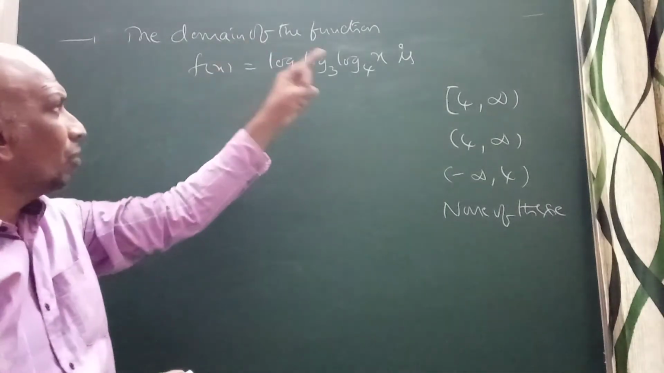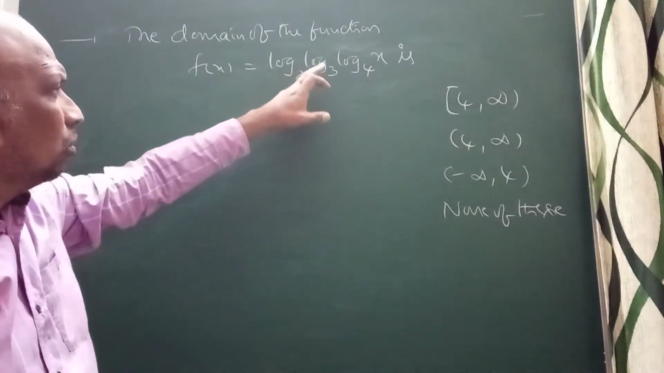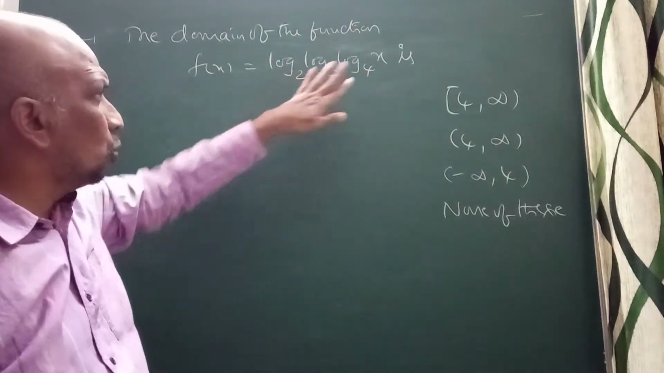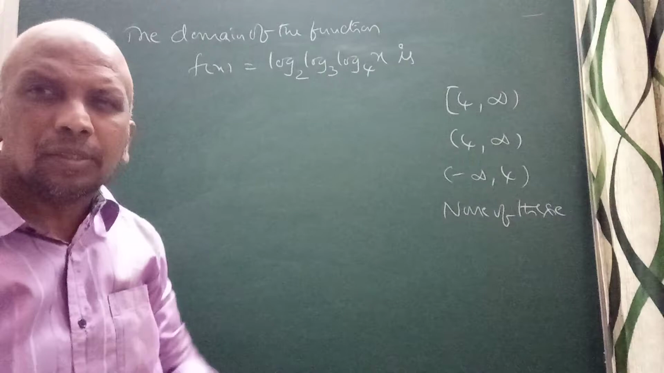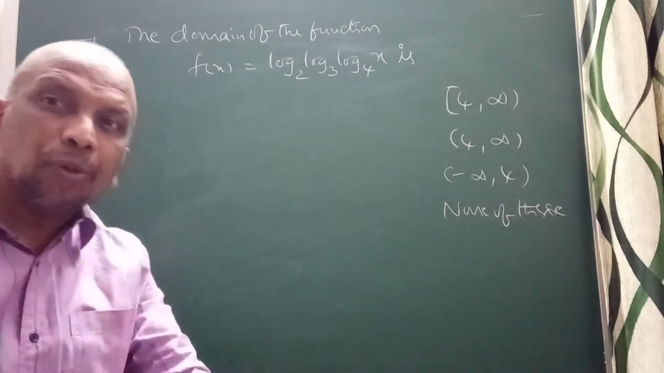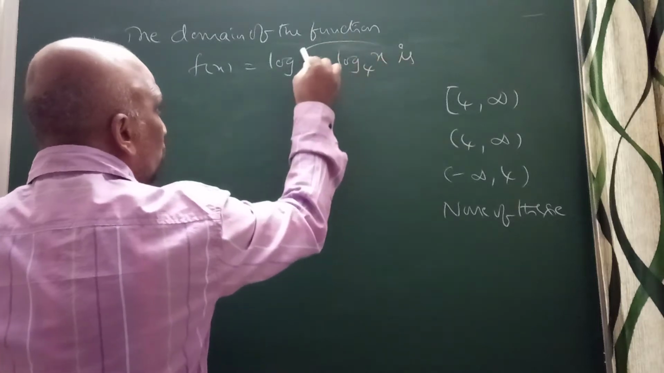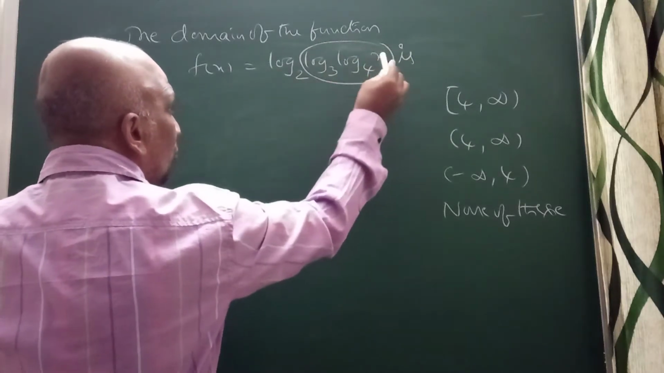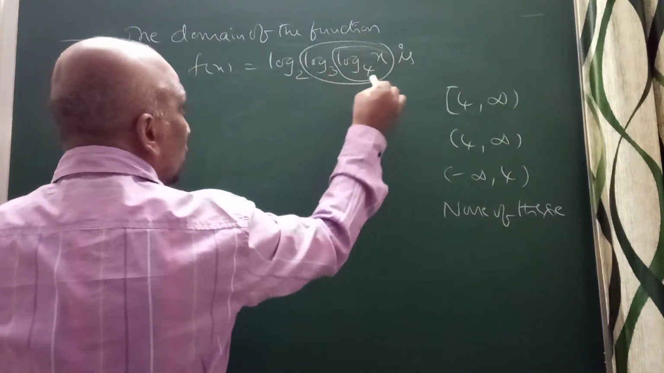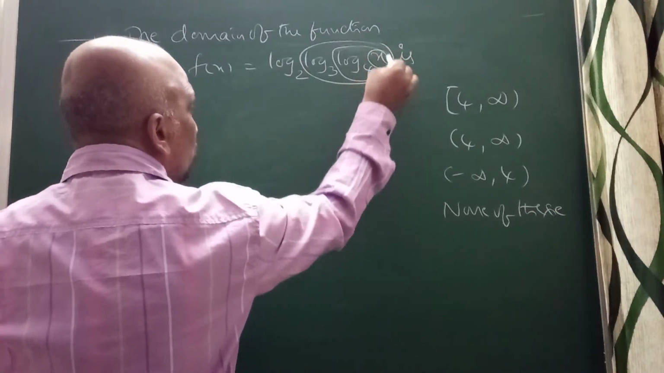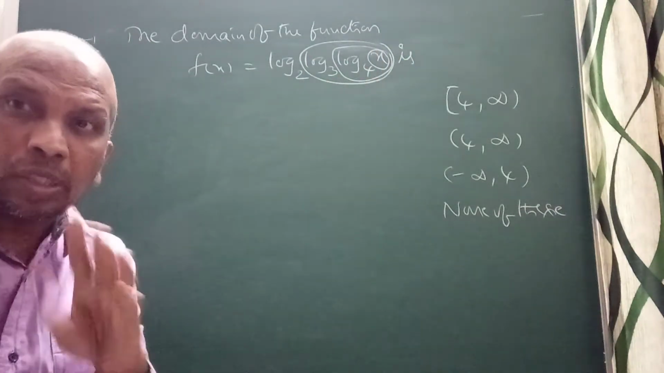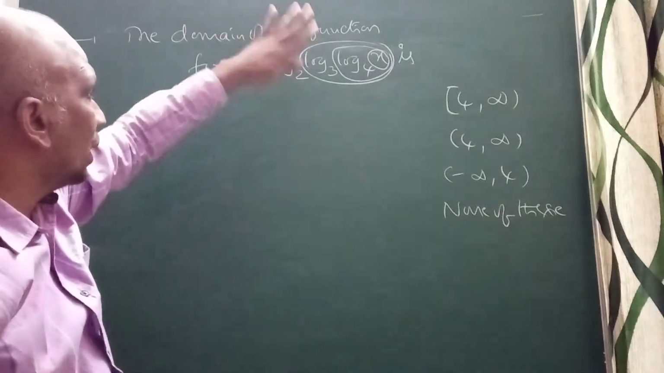They are asking the domain of the function log base 2 of log base 3 of log base 4 of x. When they are given this problem, you can observe that this function can be defined when this is positive, and this can be defined when this is positive, and this can be defined when this is positive. So these are the steps for defining this function.